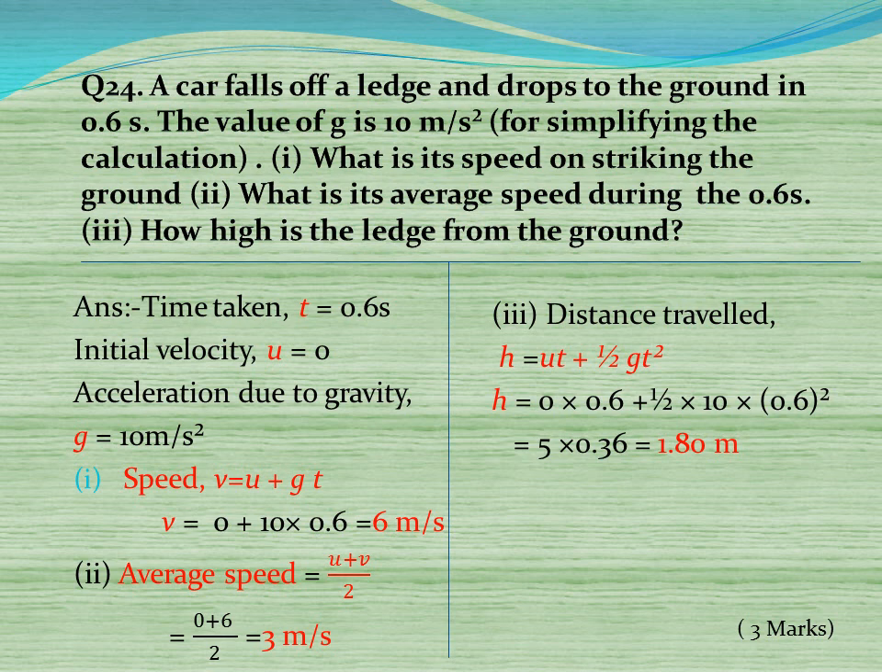3. Distance travelled h equals ut plus half gt squared. h equals 0 into 0.6 plus half into 10 into 0.6 raised to 2 equals 5 into 0.36 equals 1.80 meter.